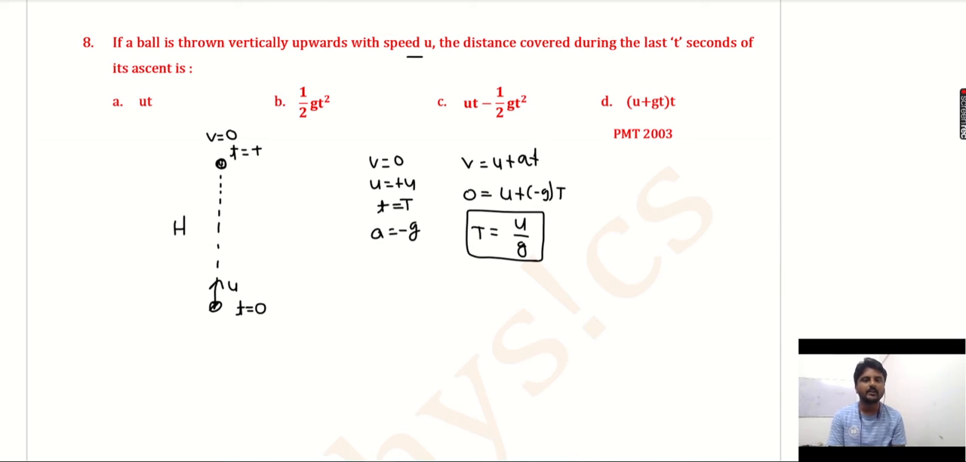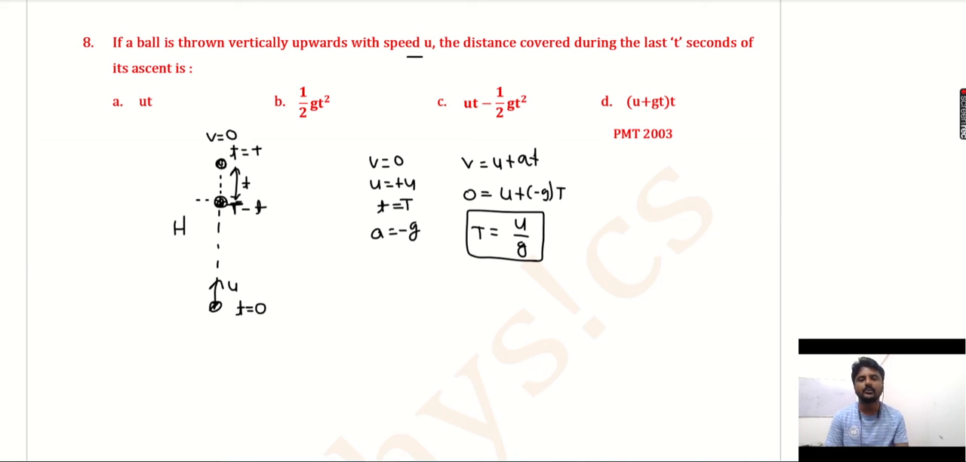Now it is asked to find the distance covered during the last t second of its ascent. So see, let's say in the last t second the particle is at this position. This is the time for which the particle was in the last t second. So the time when the particle will be at this position will be capital T - t. So I will solve for capital T - t time.